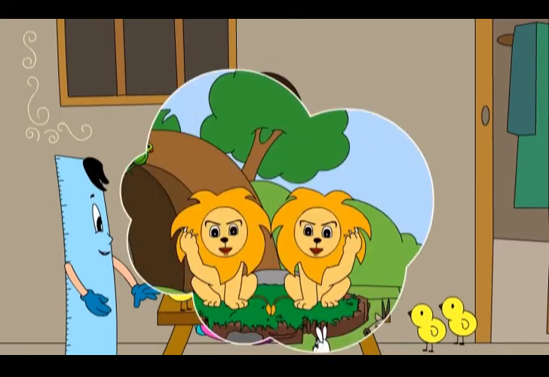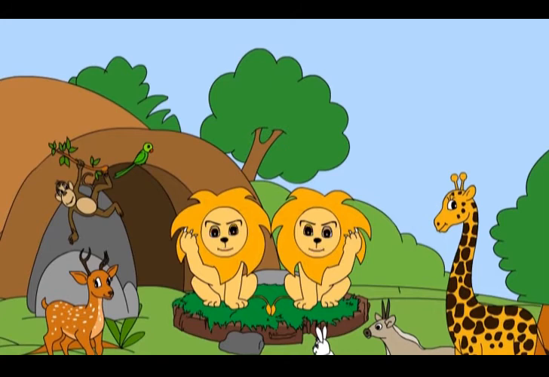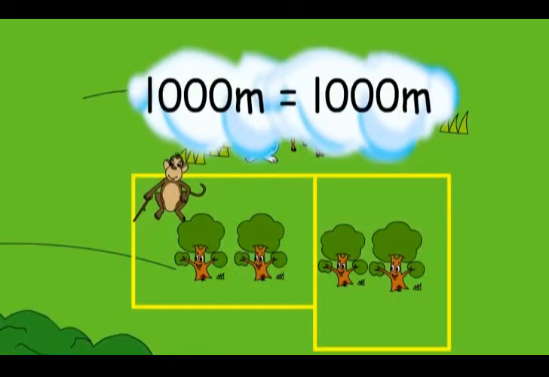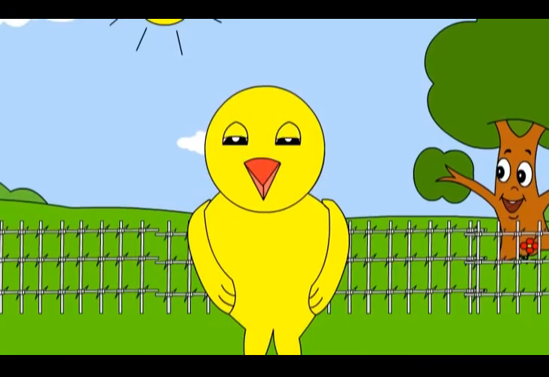The boundary of both sides was the same. So they stopped fighting and ruled their sides happily. Oh, the shape of both sides was different, but the boundary of both sides was the same. Oh, what a silly pair of lions! What an intelligent monkey, Meenu!